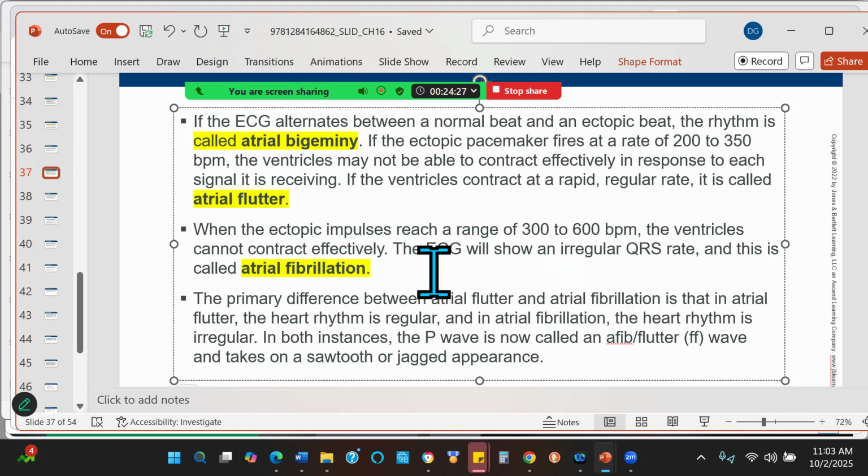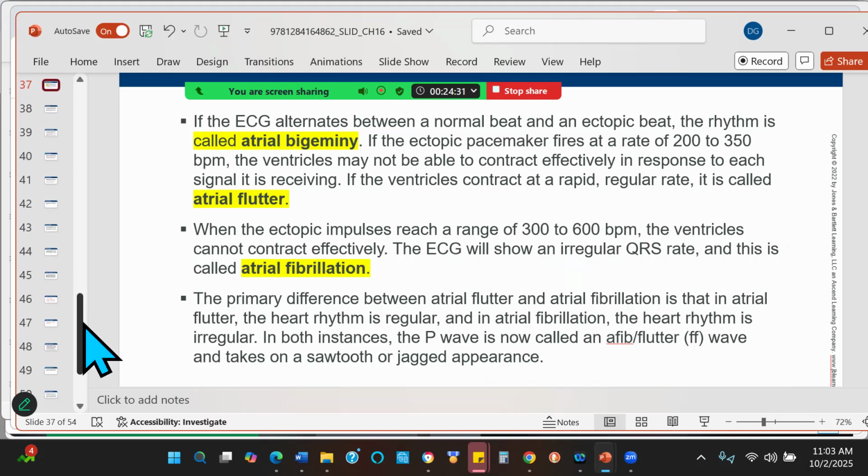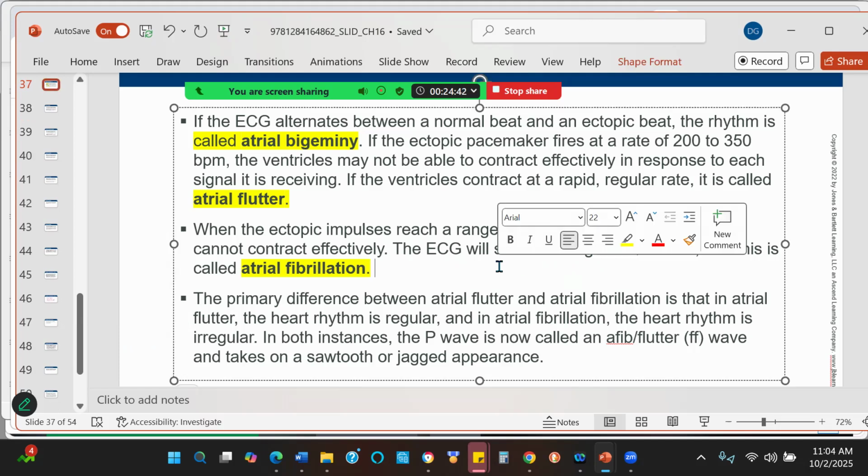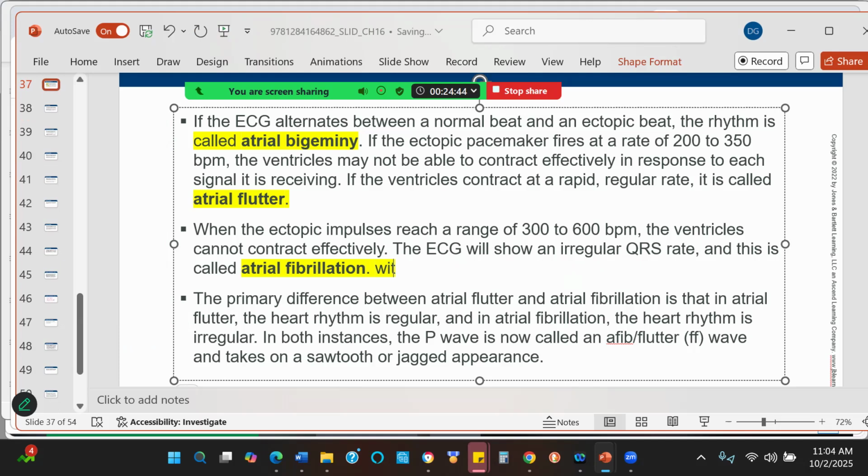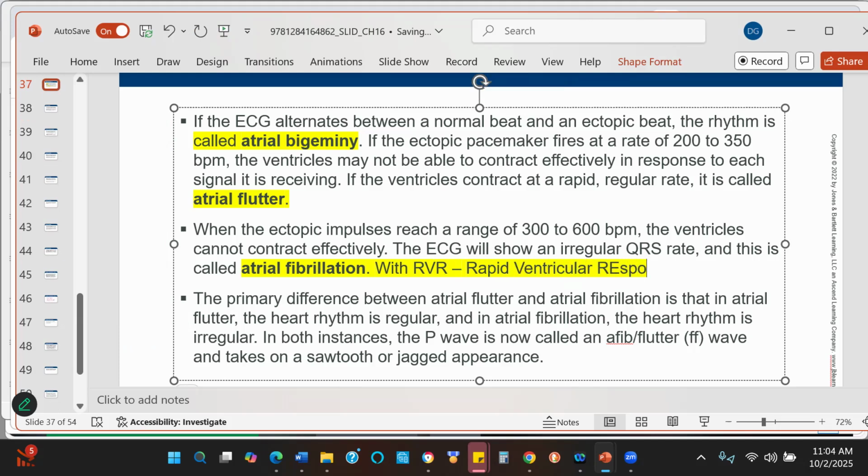And the problem with that is that once in a while, the ventricles try to keep up with the atria and they can't. If they try to, the patient's going to be in real trouble because that's too fast to pump blood. That is called atrial fibrillation with RVR. Let me just mention that, which is rapid ventricular response. And there we go. Atrial fibrillation with RVR.